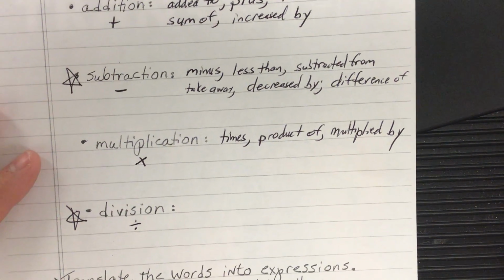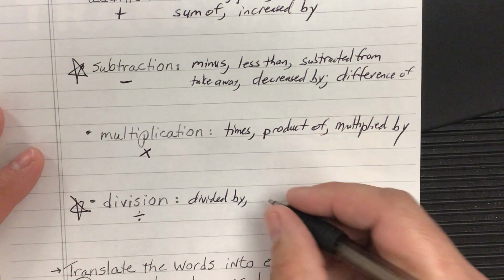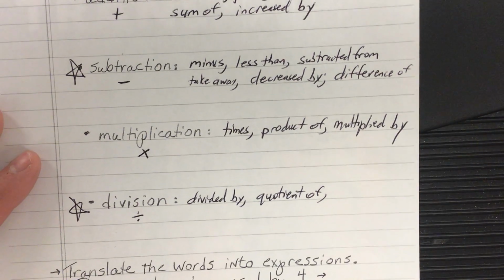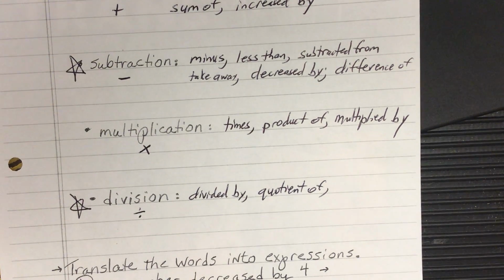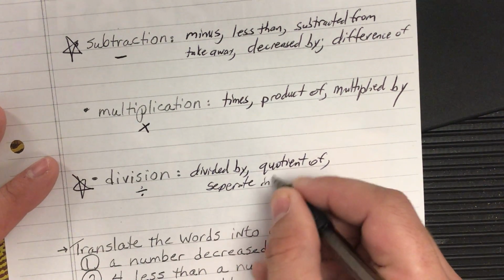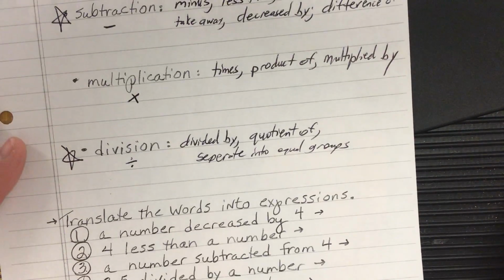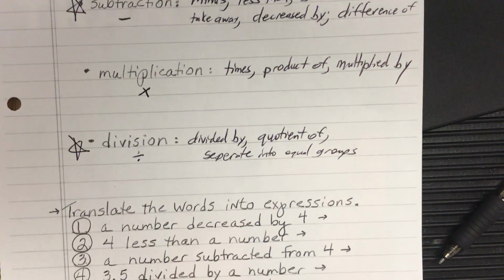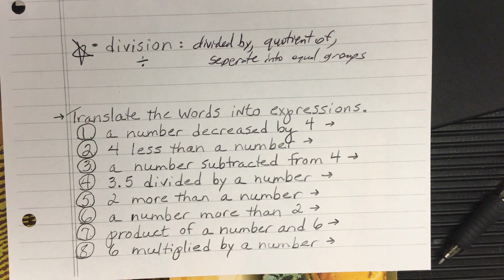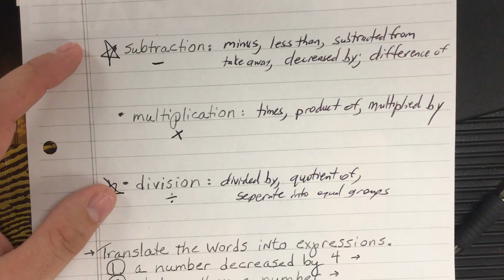How about division? Divide. Divided by. Quotient of. That's about it for division. I guess if you separate into equal groups. All right, remember the order is super important on subtraction and division. Be super careful.